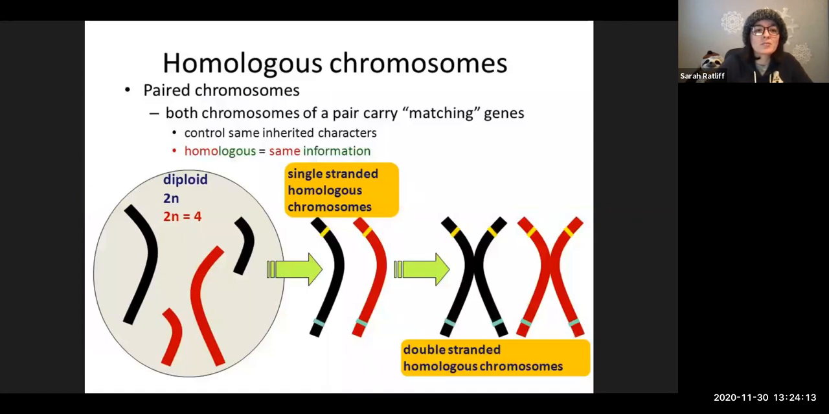Homologous chromosomes. More vocab. Homo means same, logos means information. So looking at our chromatids, they are homologous. They have the same information. So half of this chromosome is the same as the other half. They have the same stuff in them.